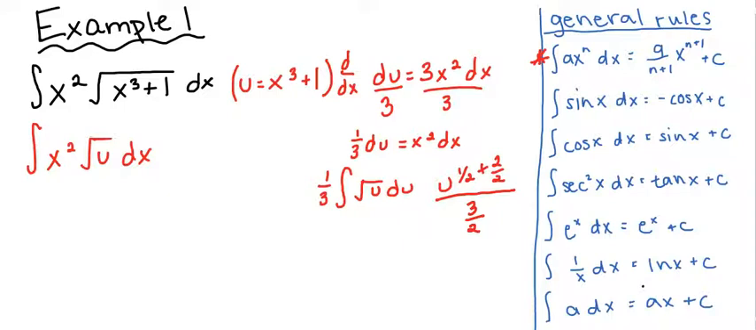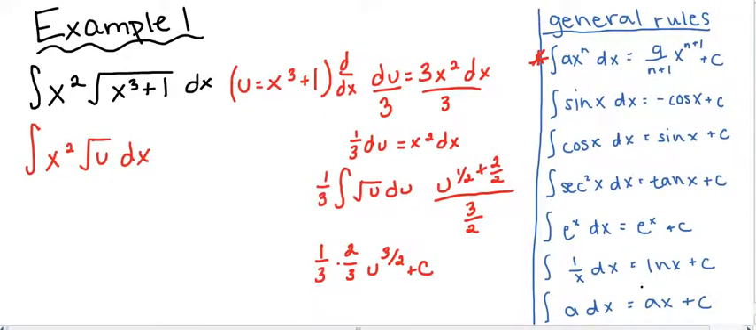So finally, you will get 1/3 times 2/3 u to the 3/2 plus c. You will then plug in u, and your final answer will be 2/9 times x cubed plus 1 to the 3/2 plus c.